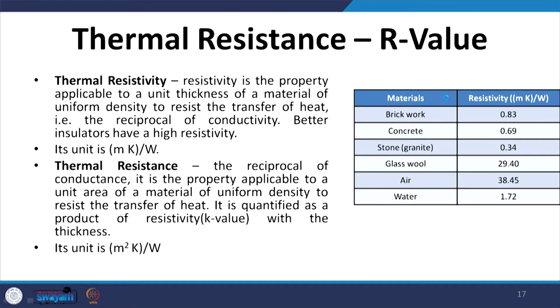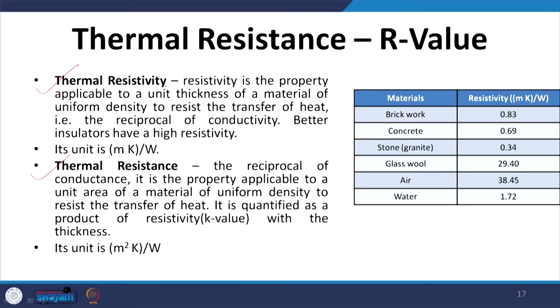Now, we have the reciprocal values of conductivity and conductance, which are called thermal resistivity and thermal resistance. Thermal resistivity is the property of the material to resist the transfer of heat, and it is the reciprocal of the conductivity. So, the higher the resistivity, the better the insulation property or capacity of the material. Again, resistivity is for a unit thickness of the material for a unit degree change. Thermal resistance is the reciprocal of conductance, and it is the property applicable to the unit area of the material of uniform density to resist the transfer of heat.